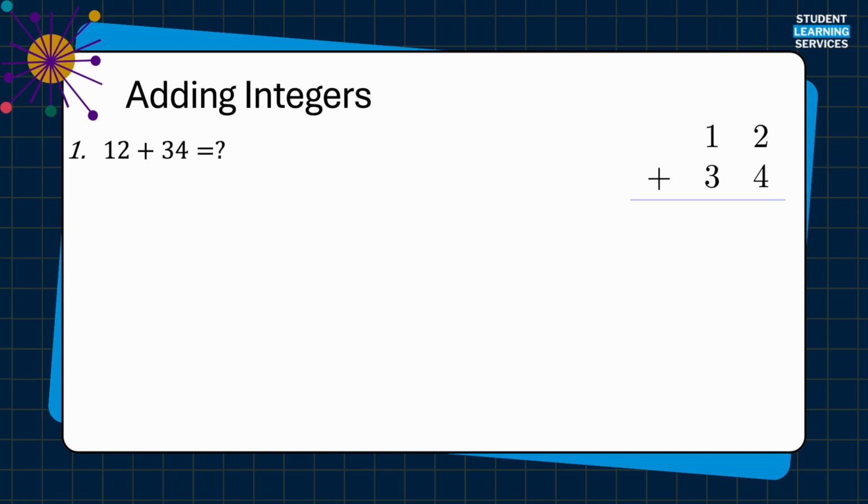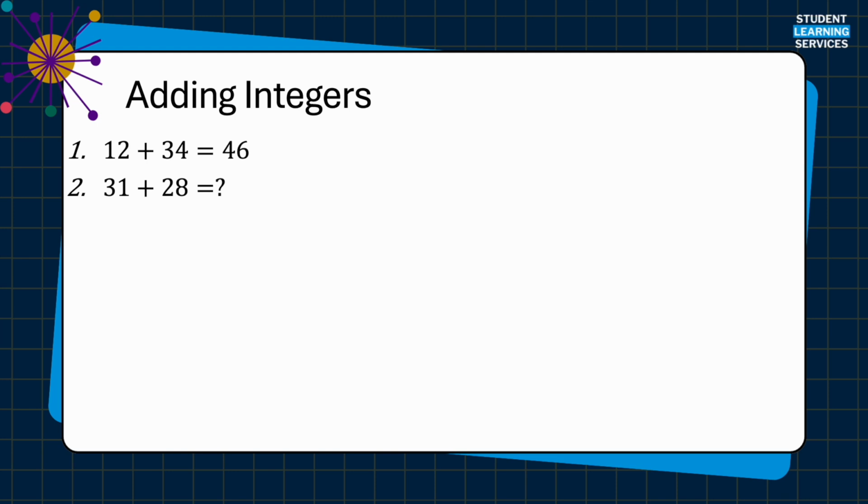I will first work on the ones digit, which is 2 plus 4. What is that equal to? That should be equal to 6. Next, I will work on the 10th digit. What is 1 plus 3 equal to? It should be equal to 4. Hence, 12 plus 34 is equal to 46.